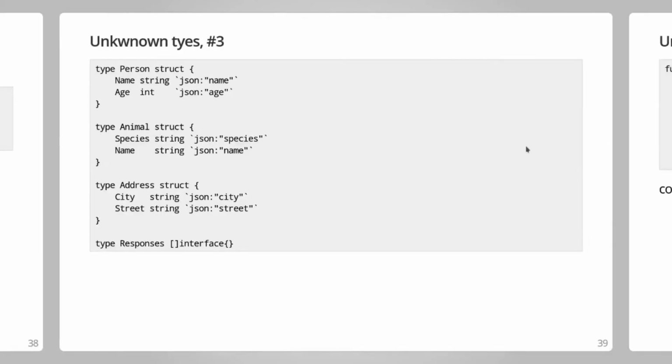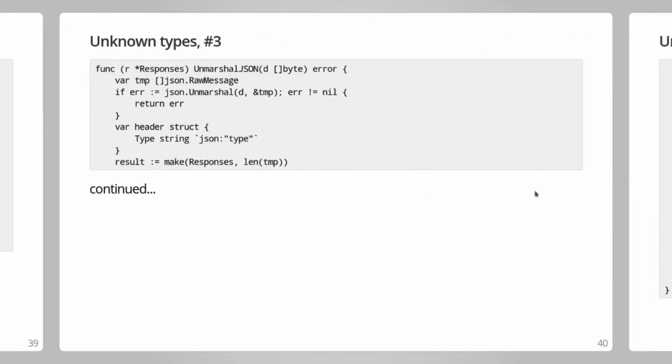So I've defined my 3 core types: person, animal, and address. And then I create my container, my responses, which is a slice of empty interface. My UnmarshalJSON method goes on that container type, the responses. And same as before, I create a temporary slice of json.RawMessage. I unmarshal to that. Now here I've created a variable called header, which is of type struct, this anonymous struct, that just contains a single field called type.